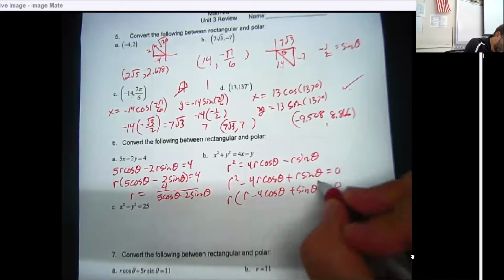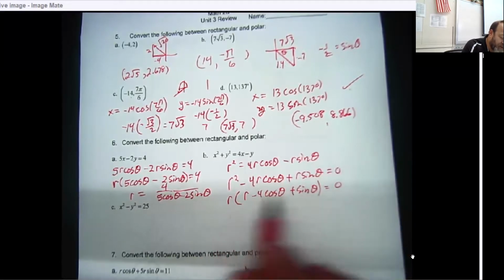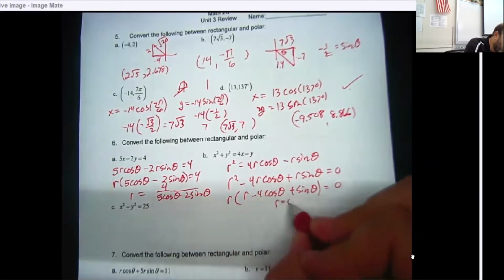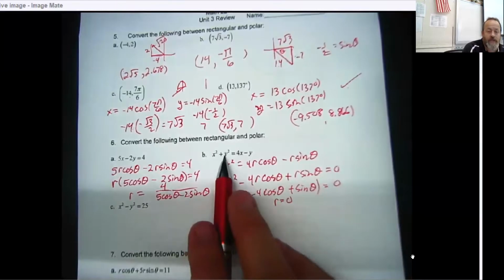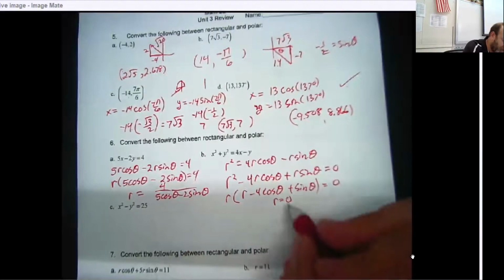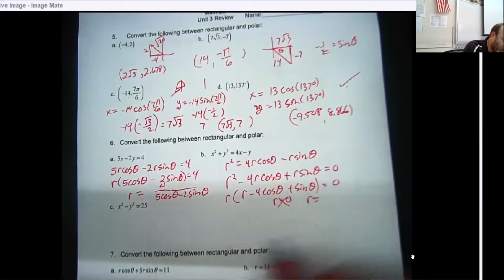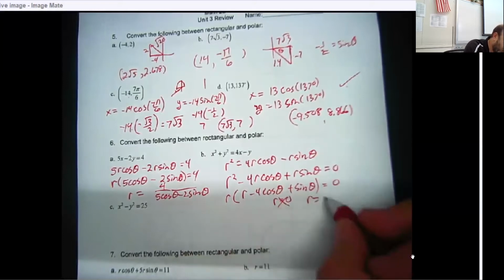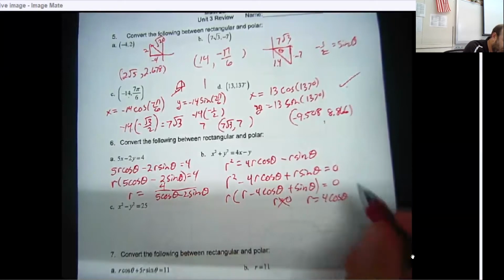Now that means the only way that this product can be 0 is if r itself is 0, but I don't think this is the equation of a dot at the origin. This is silly. Or if r balances these out to cancel them out. So r would need to be a positive 4 cosine and a negative sine, and I'm done. That's kind of a weird one.